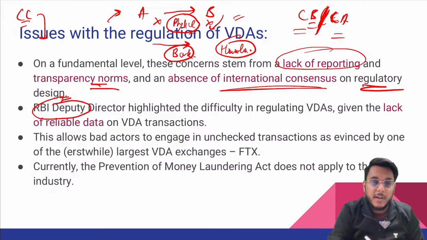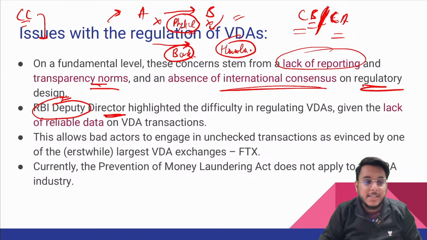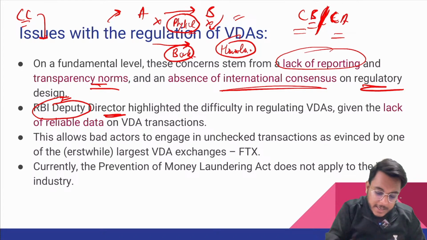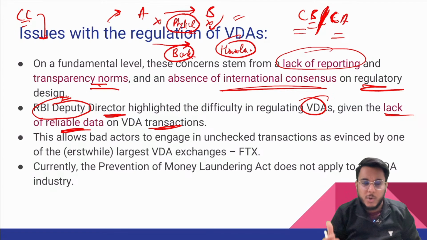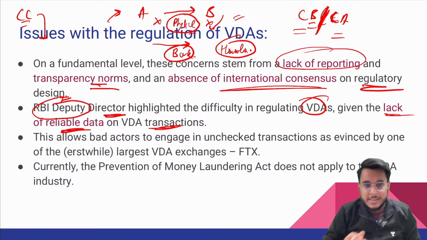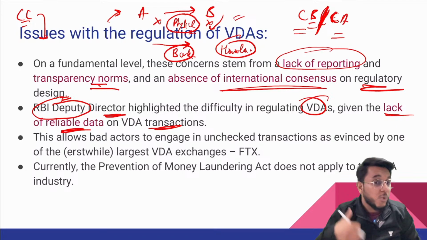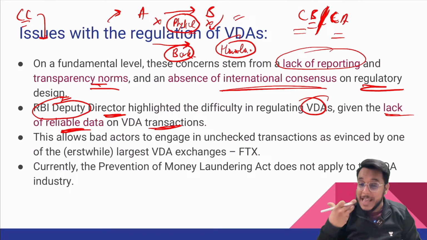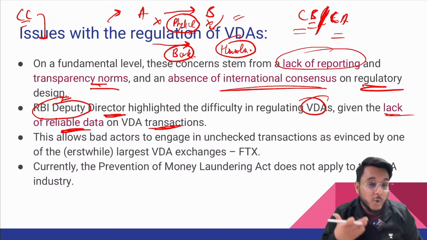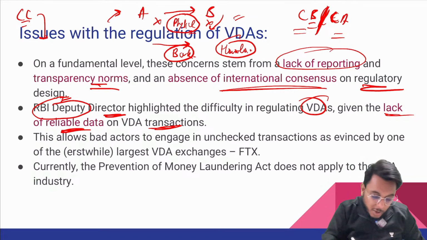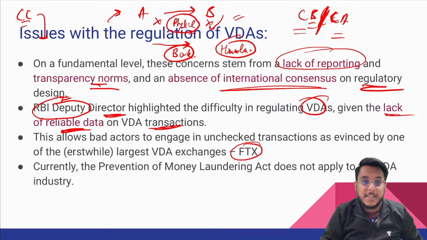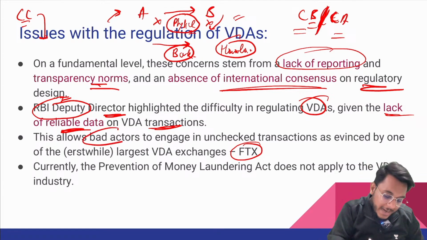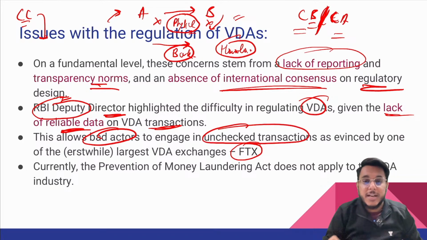Recently, the Reserve Bank of India's deputy governor highlighted that there is a lot of difficulty in regulating virtual digital assets because of the lack of reliable data. We don't know how these currencies are being transferred, who is sending them, who is the recipient. Moreover, the crypto wallets in which these cryptocurrencies are stored are held by anonymous people. Okay, the KYC, know your customer, norms are not done. One of the largest crypto exchanges, FTX, has very clearly shown that bad actors are engaging in unchecked transactions.